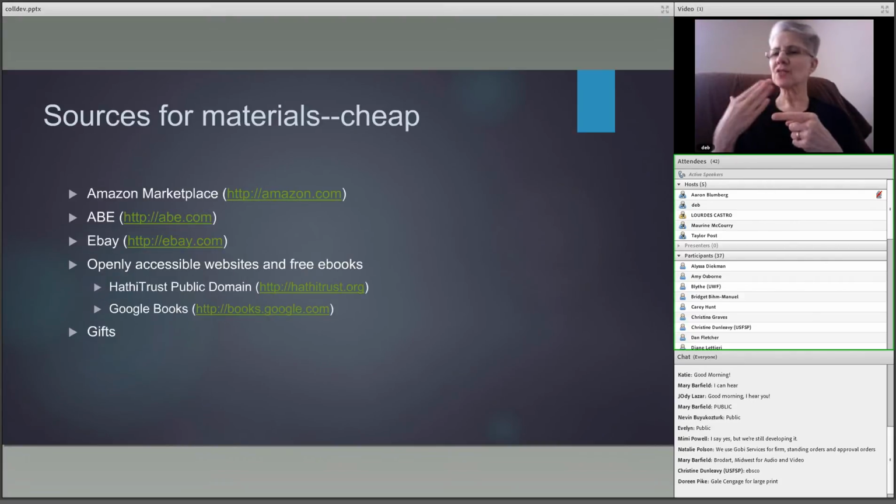Thanks for those suggestions, by the way. Sources for materials that are cheap. Oh, and Gale Cengage for large print. Excellent. And that's not something we serve at an academic library. We don't have a demand for large print materials, and so it's something I've never had to deal with. But that's good to know that Gale can provide that.